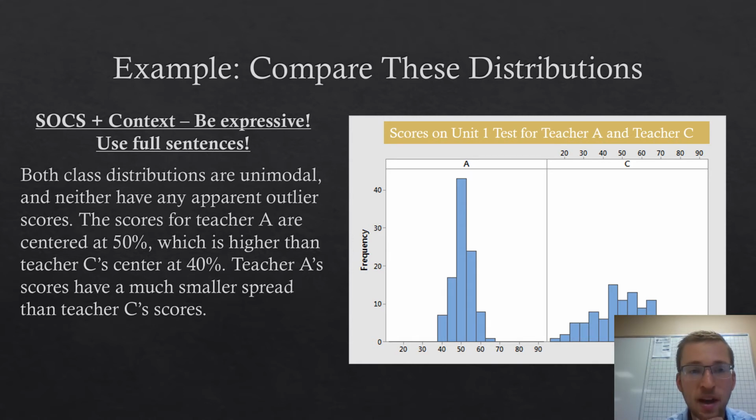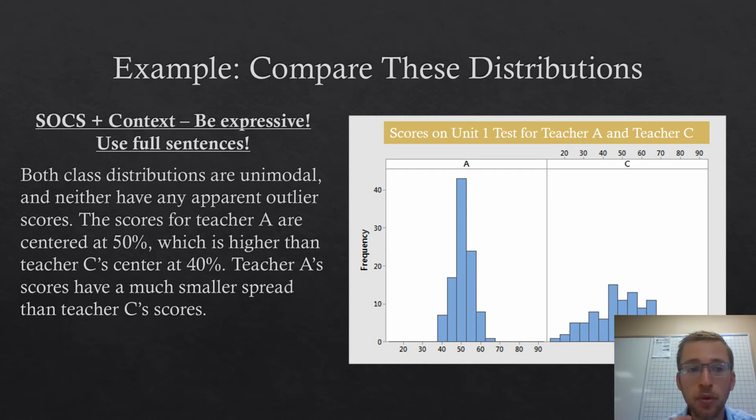So that's what I have here, SOX plus context. I really want you guys to be expressive and use full sentences when you're comparing these. So my description here is both distributions are unimodal and neither have any apparent outlier scores. In that one sentence, I took care of three things. I talked about shape because I said they're both unimodal, and I also said neither of them have outliers. That's our O in SOX. And you'll see that I also put it into context because I talked about scores.